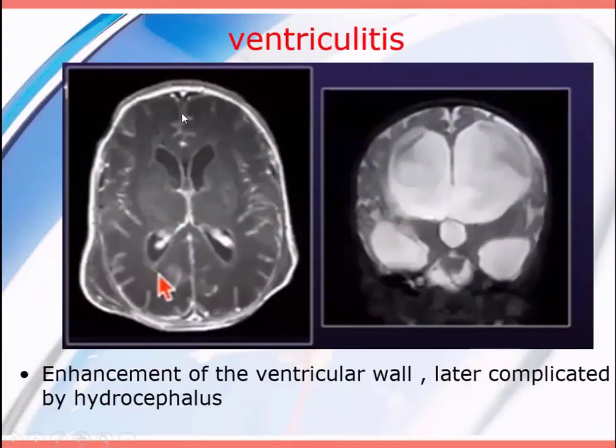Then another example of ventriculitis, we have here enhancement in the ventricular wall, and after healing, it healed by obstruction and fibrosis, and the patient had obstructive hydrocephalus after healing.